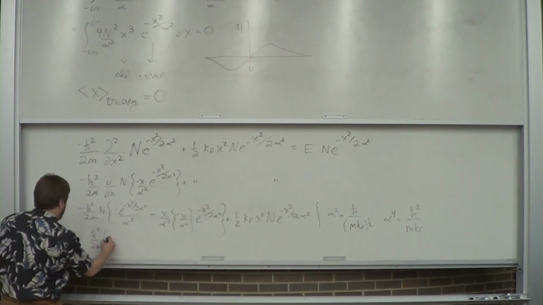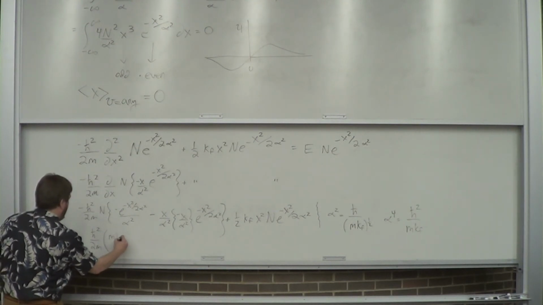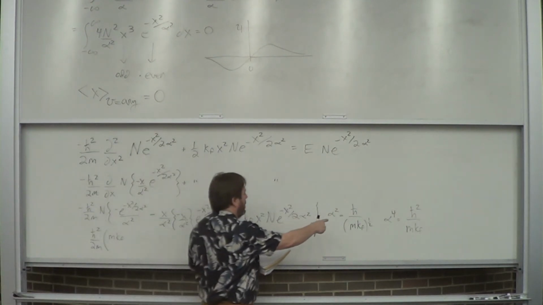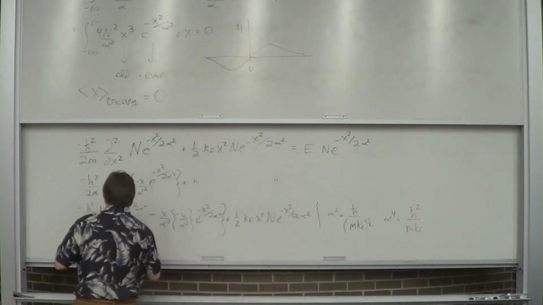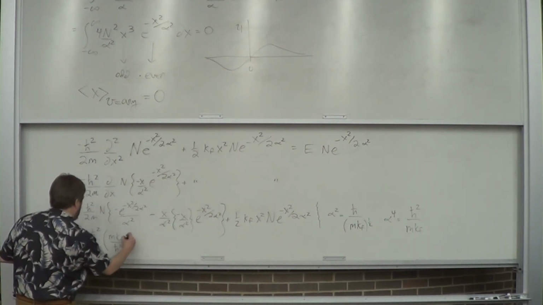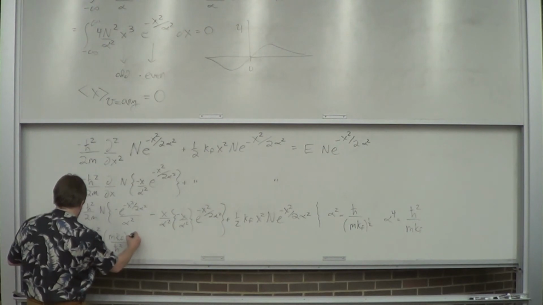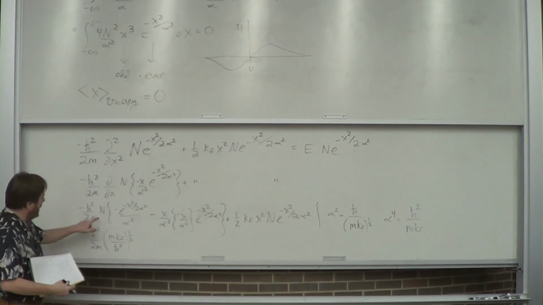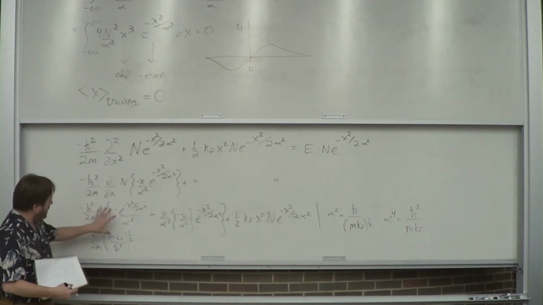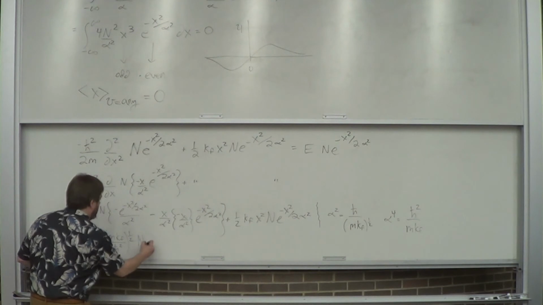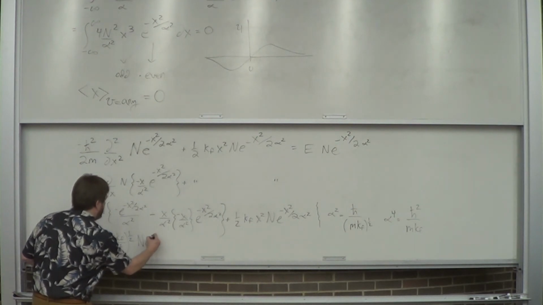Then I've got mass from here. I've got 1 over alpha squared, so I'm going to invert that. 1/2. Okay, now I've taken care of all the constants, so now I need to associate the normalization with the function.